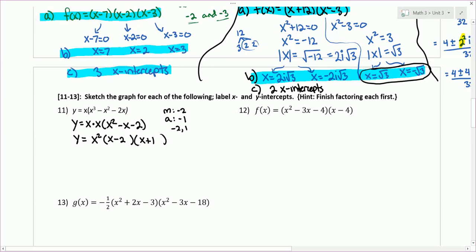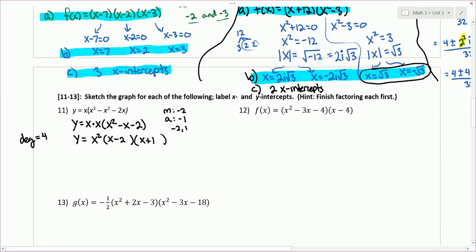So now it's completely factored. So in sketching our graph, there's a few things that we need to pay attention to. First of all, what's the degree of this function? So our degree is equal to 4.